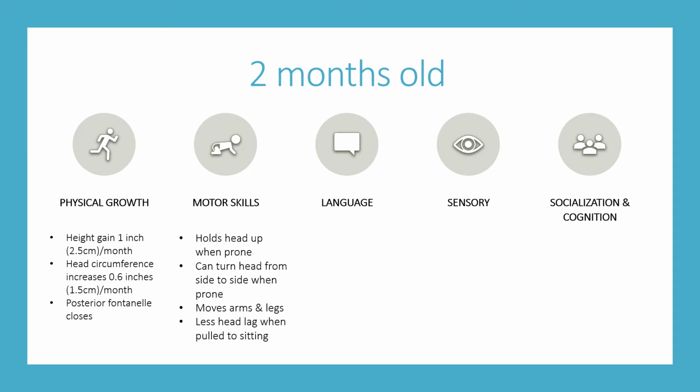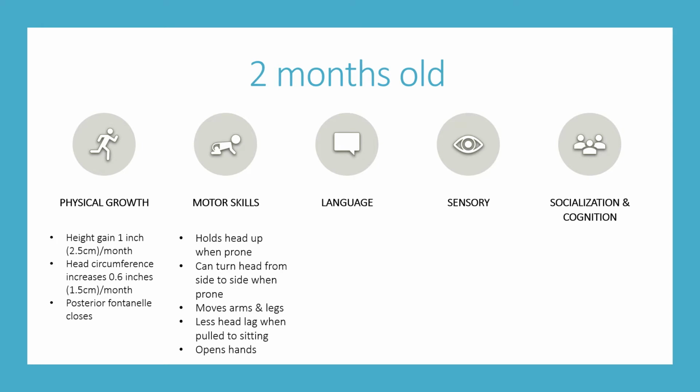When you pull them up from a laying to sitting position, they have a little bit of head lag, so those neck muscles still aren't fully developed at this age. And this child can also open their hands for you.